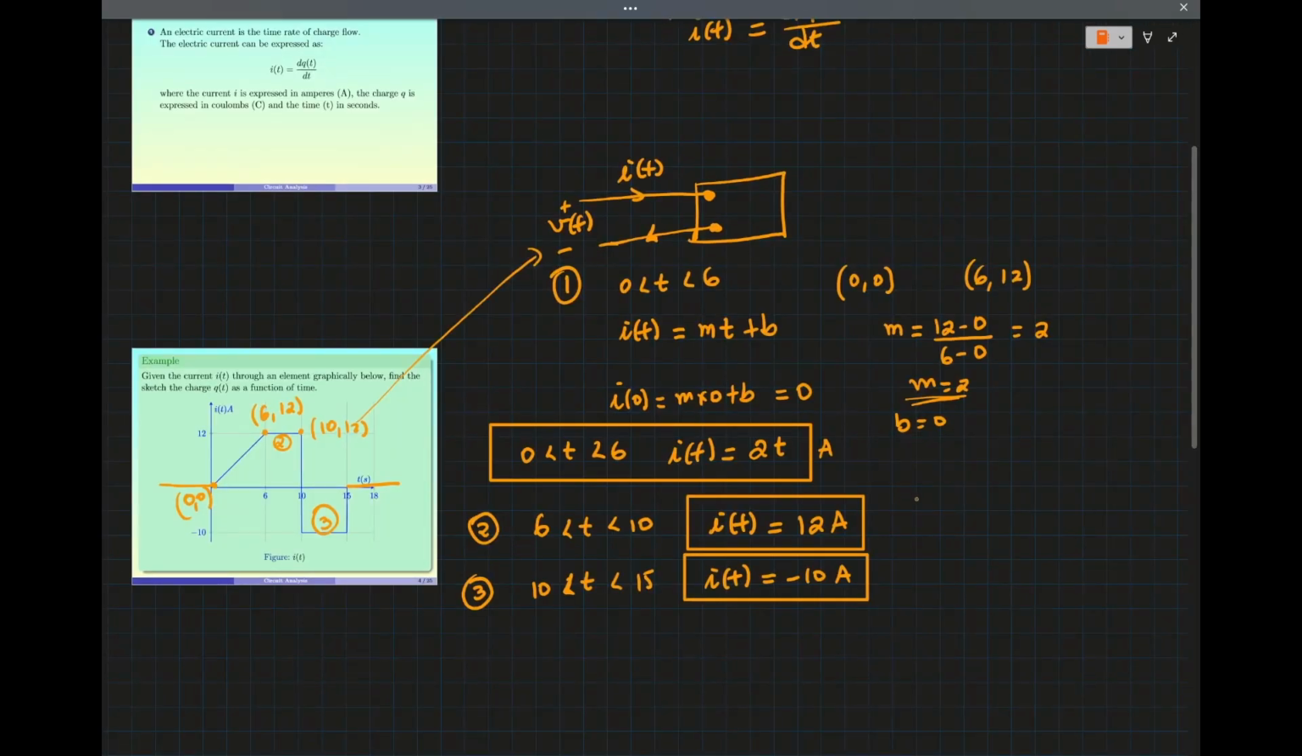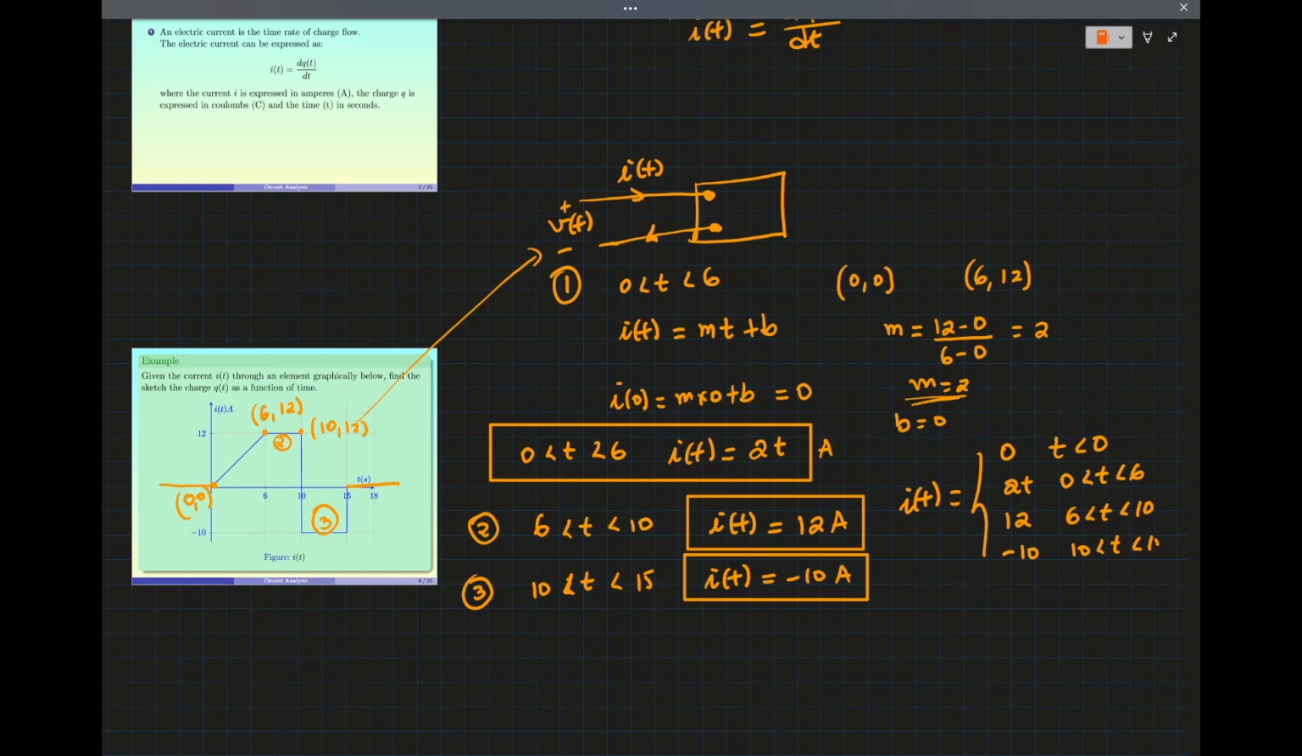When we put it all together, I of t is equal to 0 for t less than 0, equal to 2t for 0 less than t less than 6, equal to 12 for 6 less than t less than 10, and then minus 10 for 10 less than t less than 15, and 0 amps for t bigger than 15 seconds.